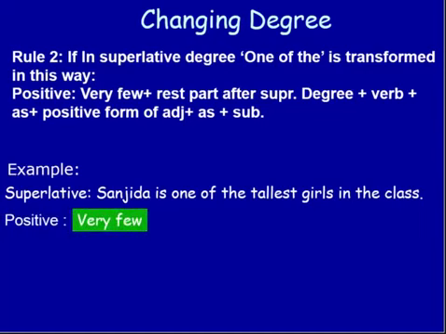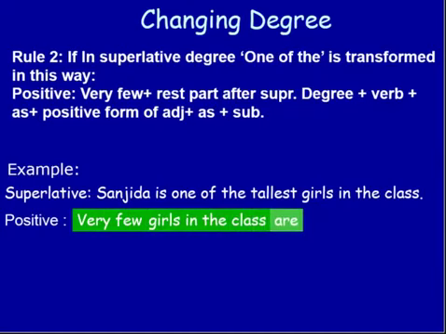After that, we will have to write the rest part of the sentence after the superlative degree, that is, girls in the class. Then we will have to write the plural verb according to the subject and the tense. Then we will have to use as plus the positive form of the adjective, as plus the subject. Then it will be transformed from superlative to positive.